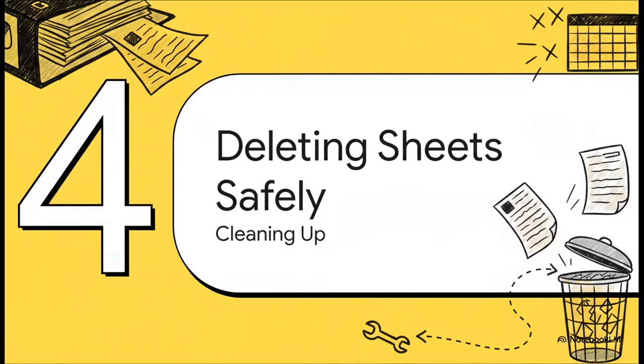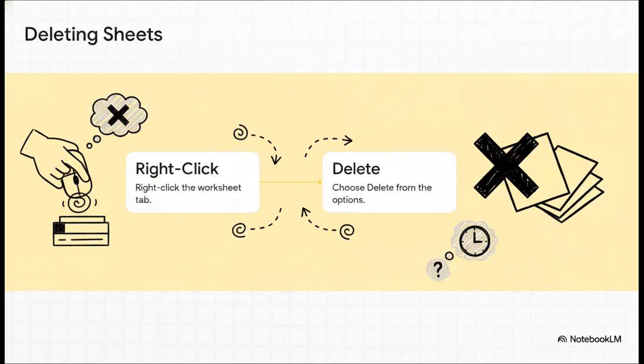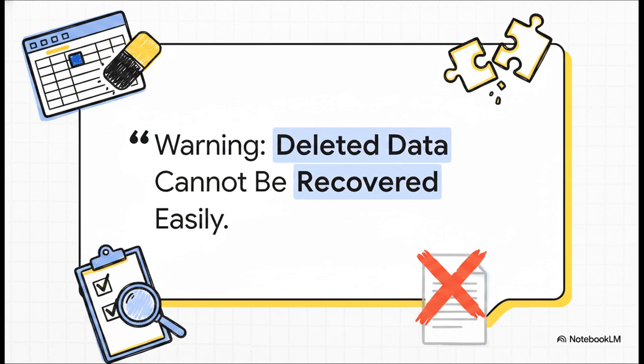Which brings us to part 4, deleting sheets safely. It's time to clean up that binder. Removing unneeded worksheets is a super straightforward 2-step process. You just right-click the worksheet tab you want to get rid of and choose Delete. Simple enough, right? But hold on just a second before you get click happy. I really want to pause right here.